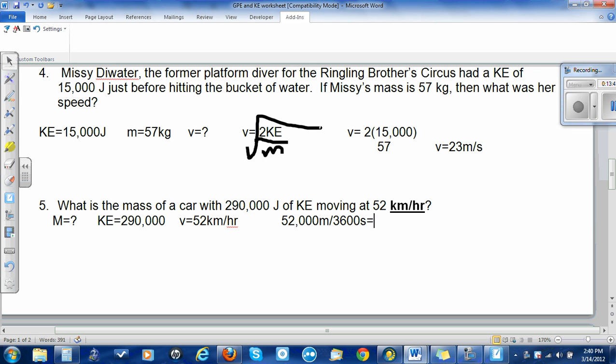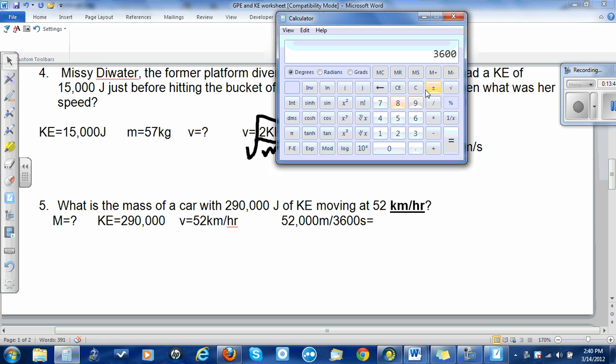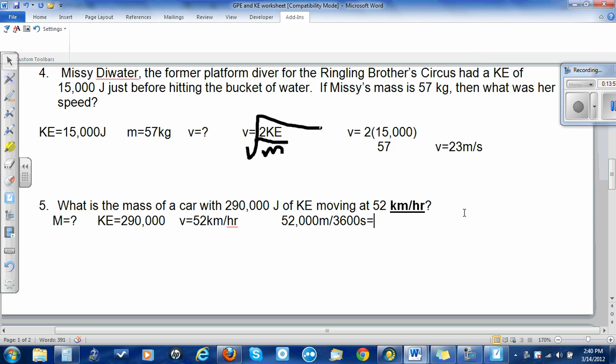And that's going to equal, pull up my calculator, clear, 52,000 divided by 3,600 equals 14.4 meters per second, okay? And like I said, I caution you, when you're solving these problems, make sure that you keep your units straight.